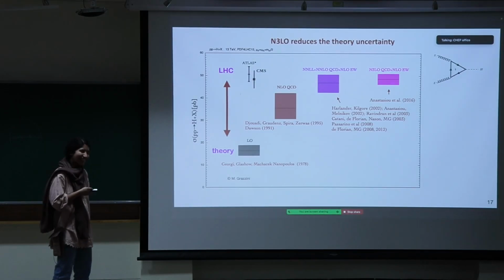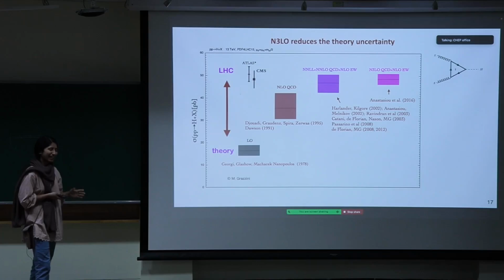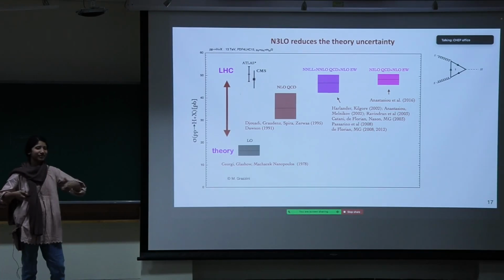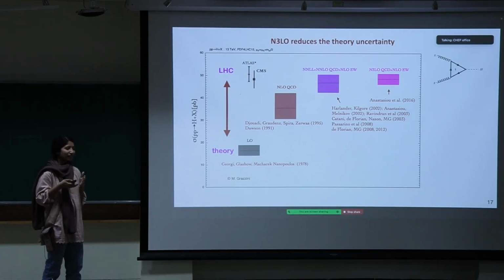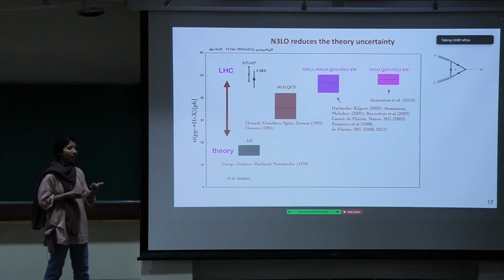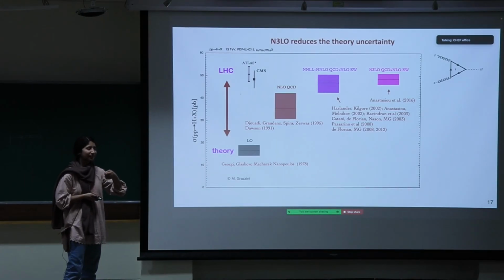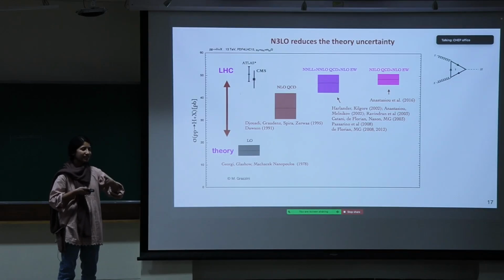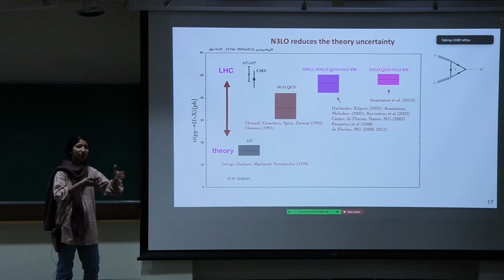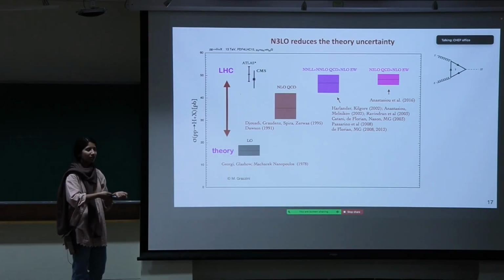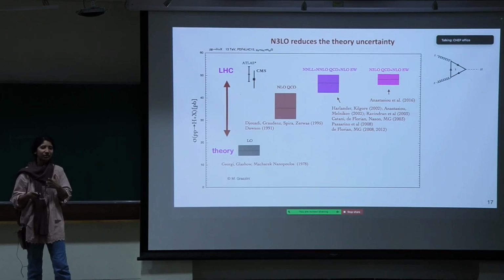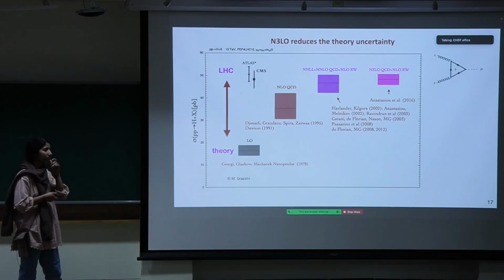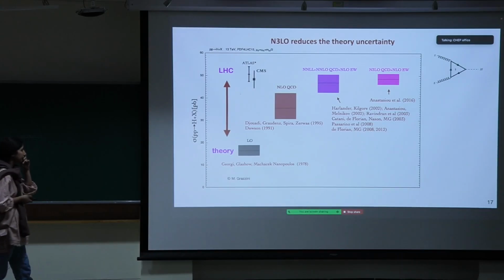Exactly. So there are different phase space regions. For example, for Higgs production, when the energy scale is very close to the Higgs mass, there you have to take care of these kinds of logarithms. So there are different regions where you have to take care of this, not the entire region.